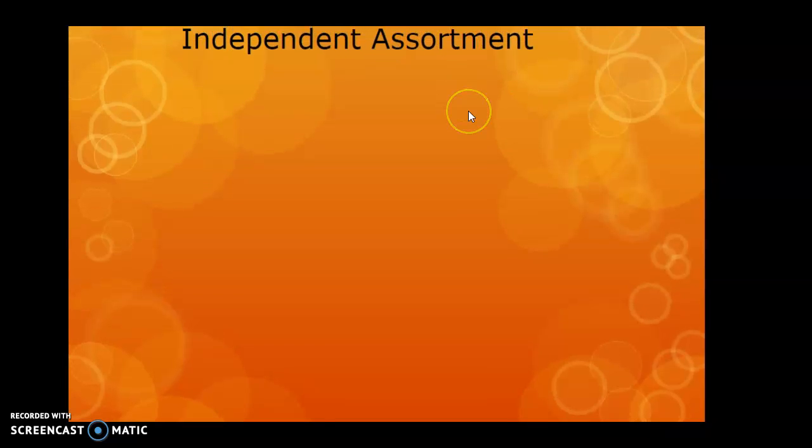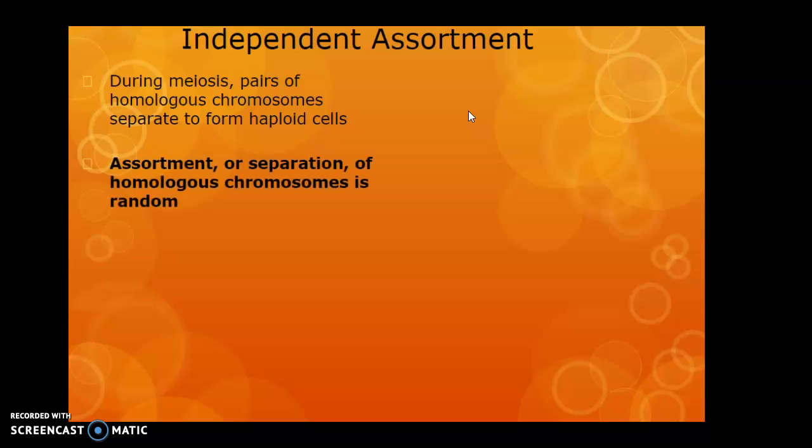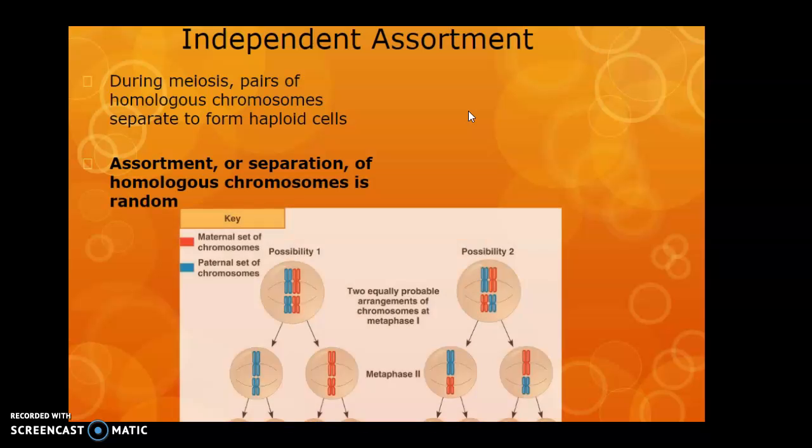Now, independent assortment occurs during meiosis, and this is because chromosome pairs are aligning and then separating. So pairs of homologous chromosomes separate from one another, and therefore assort trait information independent of one another. So essentially, traits aren't inherited together. Just because mom has blonde hair and blue eyes, and she passes down the blonde hair, does not mean she has to pass down the blue eyes. The inheritance of those traits is random.